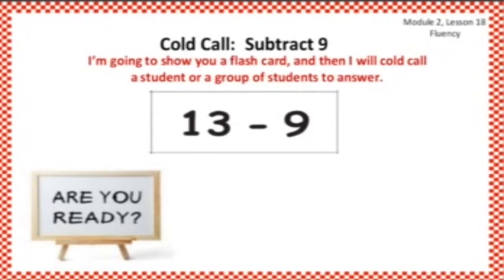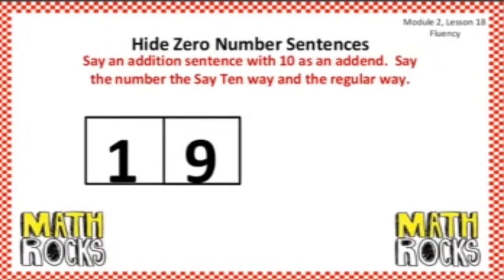13 minus 9, 4. 12 minus 9, 3. 18 minus 9, 9. 16 minus 9, 7. Very good. 17 minus 9, 8. Very good. 19 minus 9, 10. Clap for yourself.